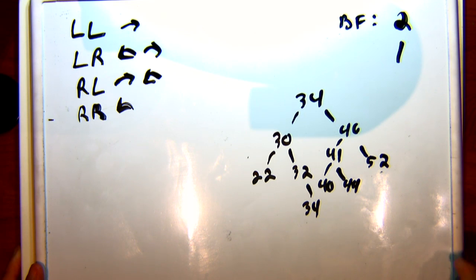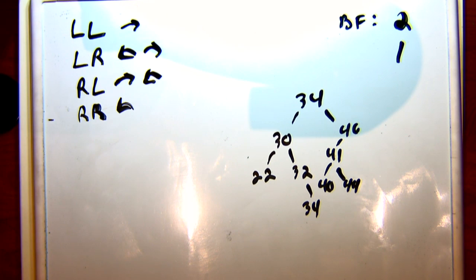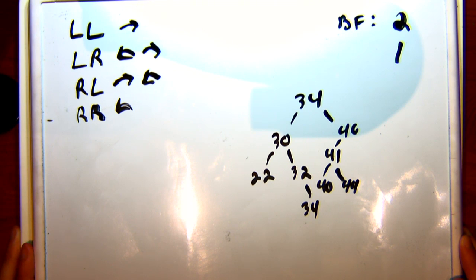So now we're going to delete one more thing, and this should cause an imbalance. So I'm going to delete 52. And by deleting 52, I've caused an imbalance. Now that we've gone over a few of them, can anybody tell me what node is imbalanced? Yeah, 46 is imbalanced right now.